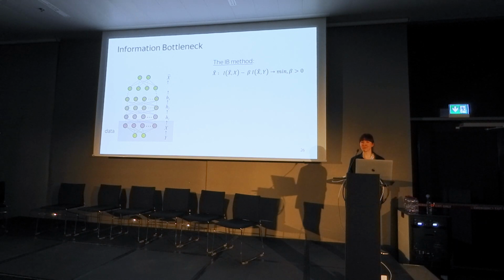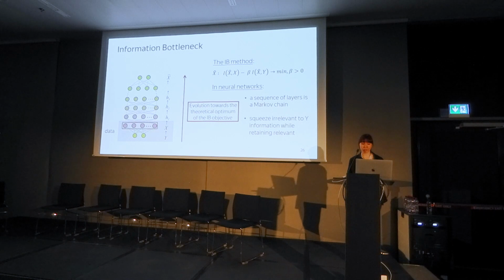But what does it have to do with neural networks and our tasks? Well, this is where it gets really interesting. In 2015, Tishby and Zaslavsky showed that computation in multi-layered networks can be regarded as an evolution towards the theoretical optimum of the information bottleneck objective. So a network is moving information about input through a cascade of layers, and this process is considered as a Markov chain. When a network is moving information from layer to layer, it loses irrelevant information about output while retaining relevant information. So irrelevant information about output is getting lost.